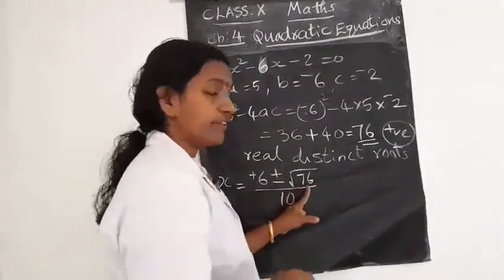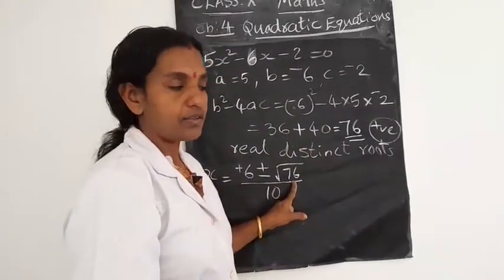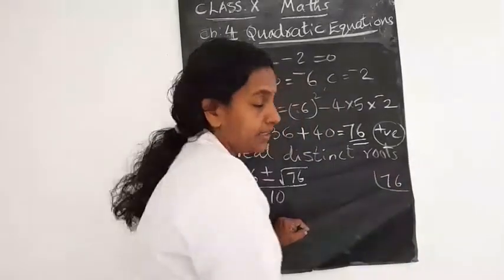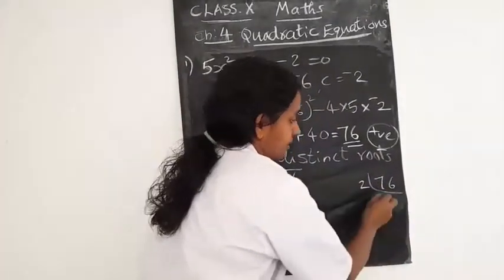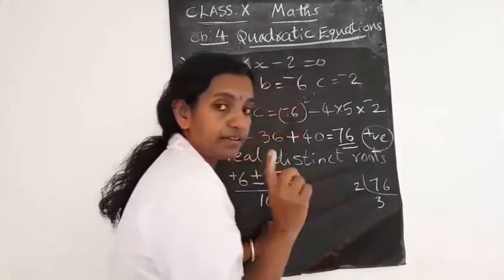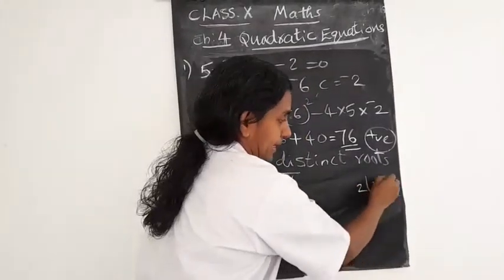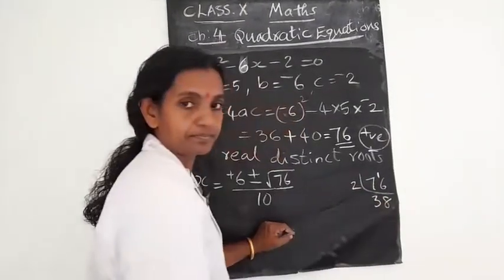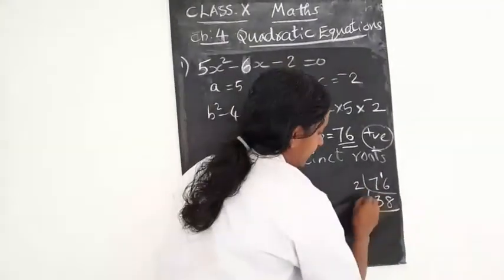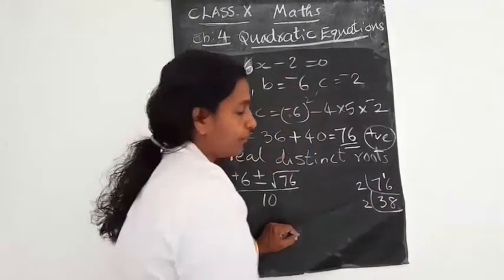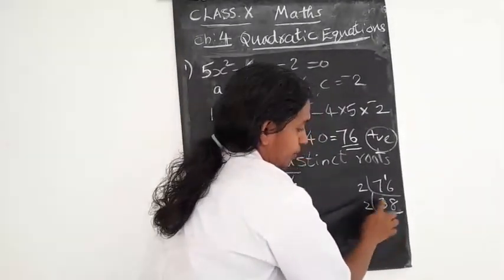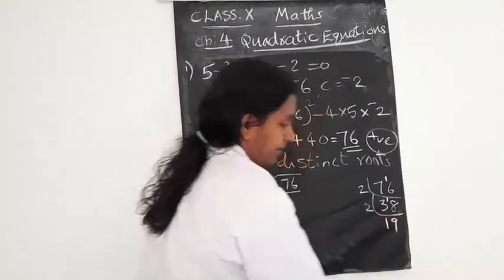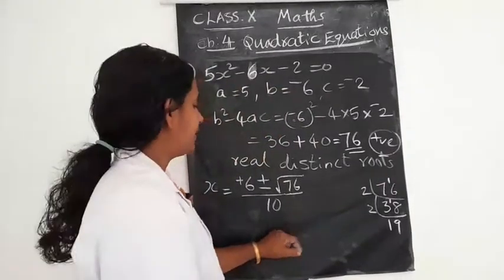Here root of 76. 76 is not a perfect square, so we have to simplify that. Here you can do factorization. 76 divided by 2, what is that? 38. Dividing 38 by 2 we get 19. Now 19 is a prime number. Clear? Now we can write.